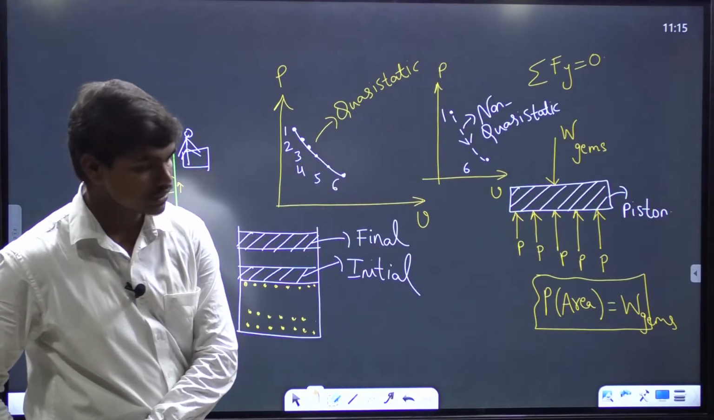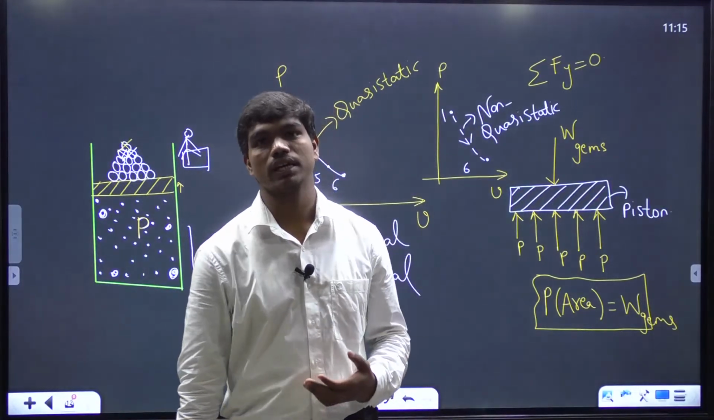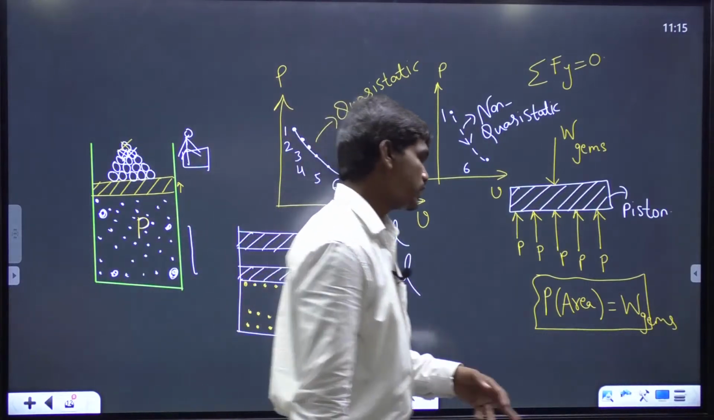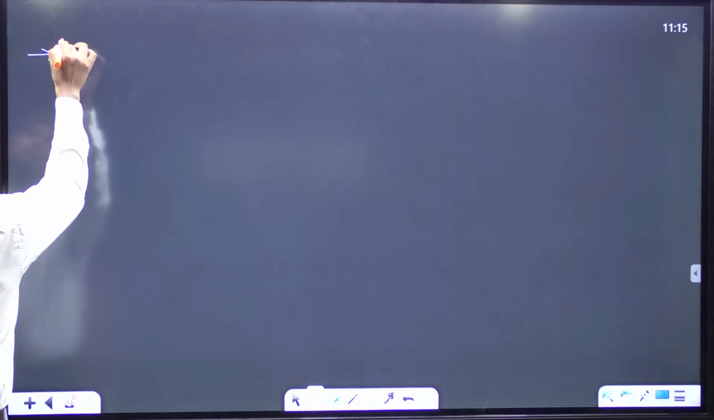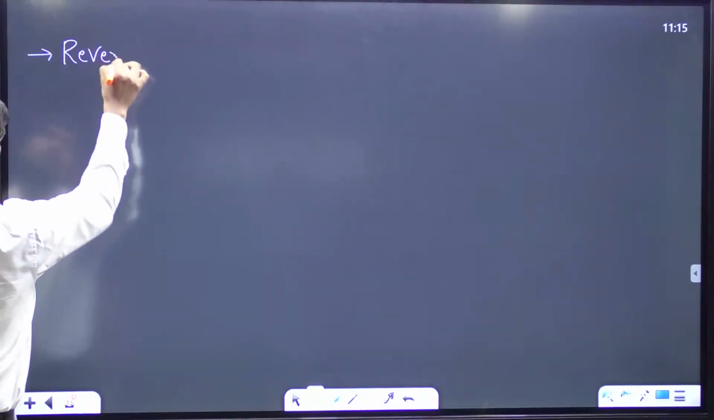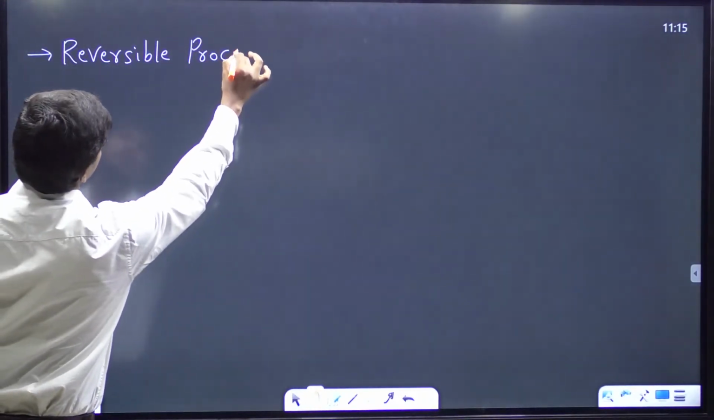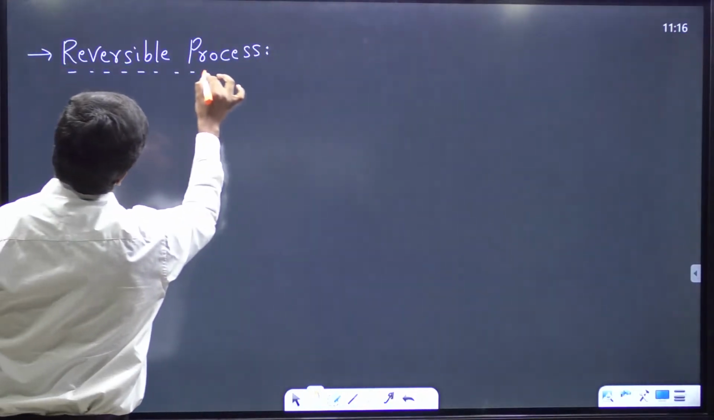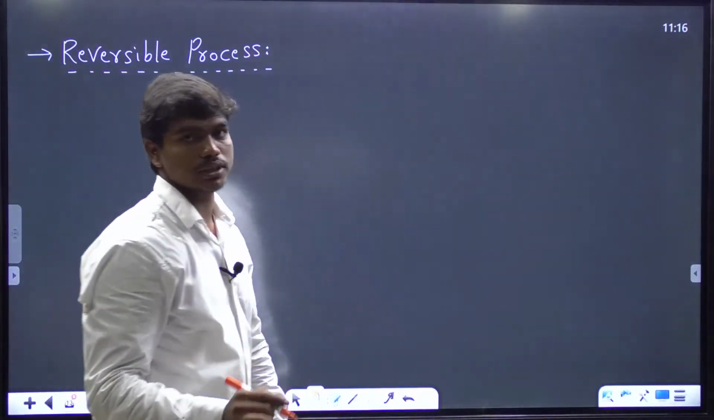Okay, so see here. So now we understood what a quasi-static process is basically. Okay, now we'll see the definition of reversible and irreversible processes. Okay, so let us do that. Reversible process is very important because generally we do all our analysis considering the processes to be reversible. Okay, now see here, reversible process.